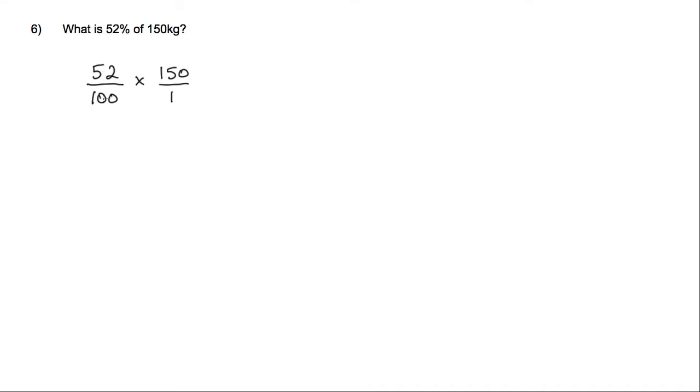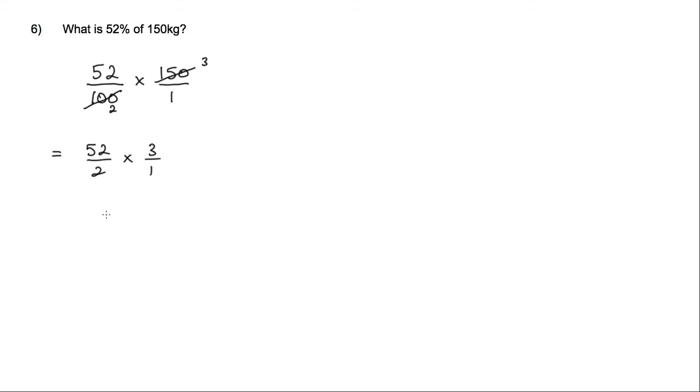Well, we can cancel this way, and we can also cancel diagonally. Now, if I look diagonally, I've got 100 and 150, and I know that 50 goes into 100 twice, and it goes into 150 three times. So what I end up with is 52 over 2 times 3 over 1.